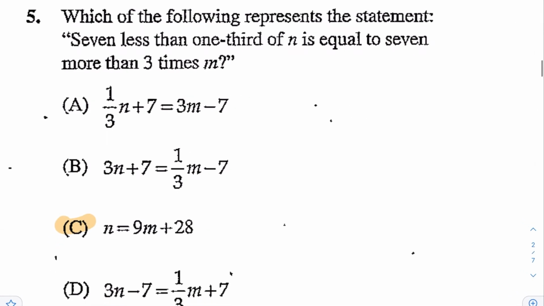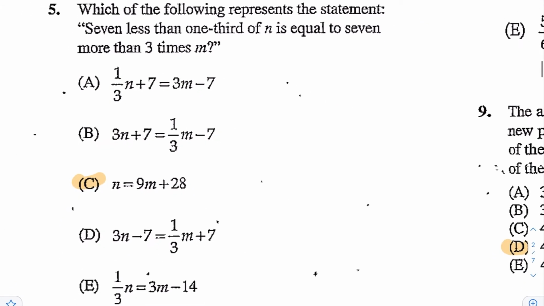Next for number 5, which of the following expressions represents the statement: 7 less than 1/3 of n is equal to 7 more than 3 times n? So you have to turn the word sentence into a number sentence. Here, the first keyword is less than. Less than means subtract, but you've got to flip the order. So for example, 3 less than 5 is actually 5 minus 3, not 3 minus 5.